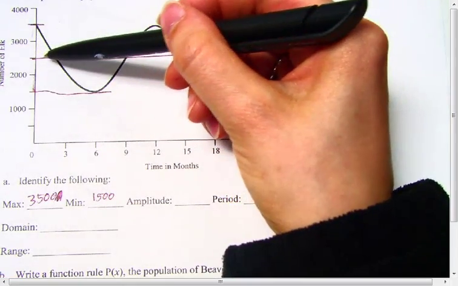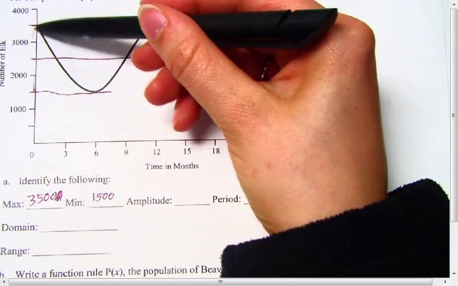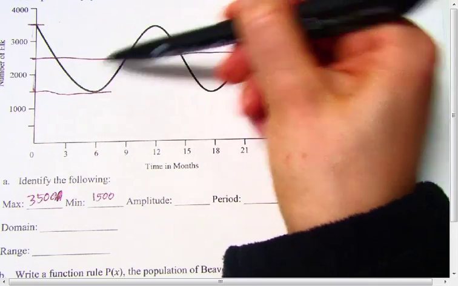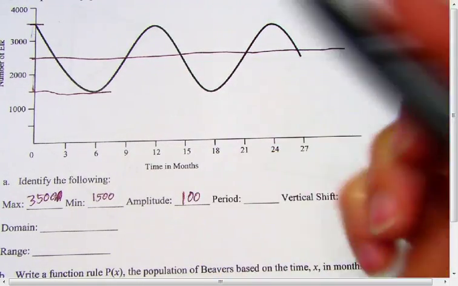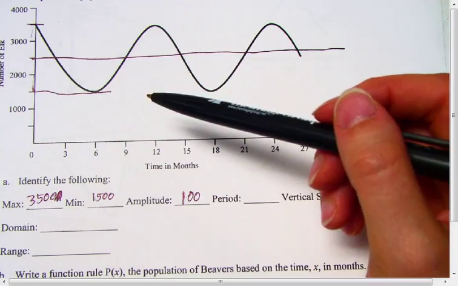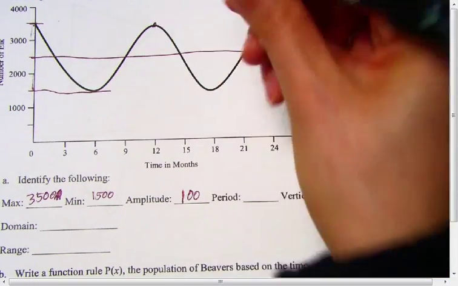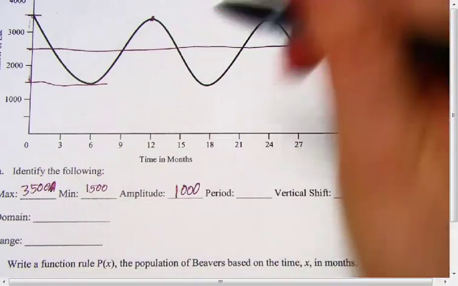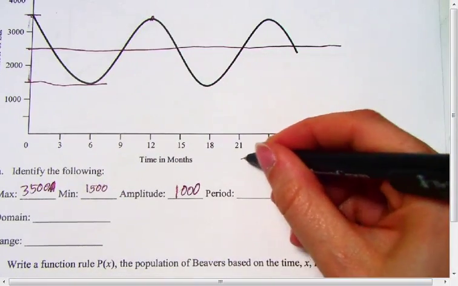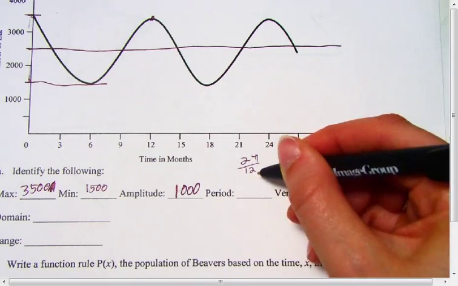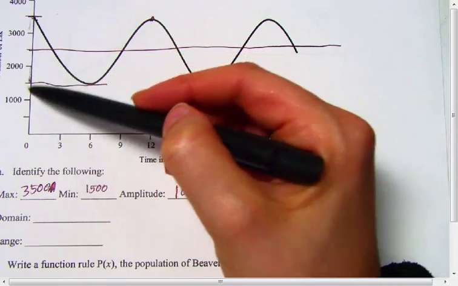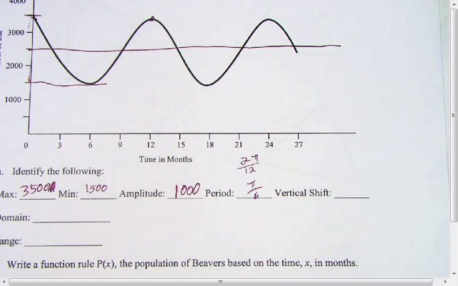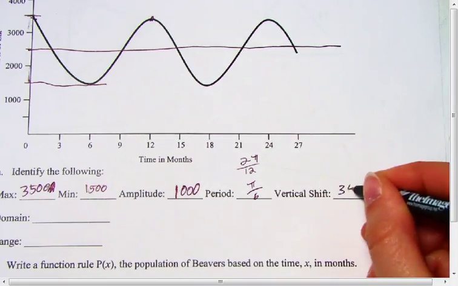Okay, so from here to here, or down to here or up to here, our amplitude is 1,000. Our period, when it starts repeating itself, so from here to here, oh, sorry, it should be 1,000. Thank you. It starts repeating itself right here at 12, so we know we're going to go 2 pi divided by 12. That gives me pi over 6. My vertical shift, remember I want to start this at 1. So if we went from 1 to 3,500, okay, it went up 3,500.